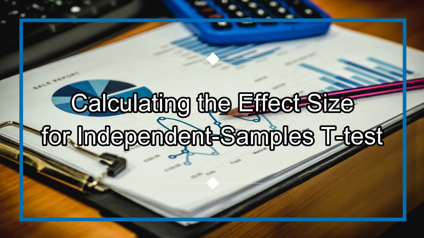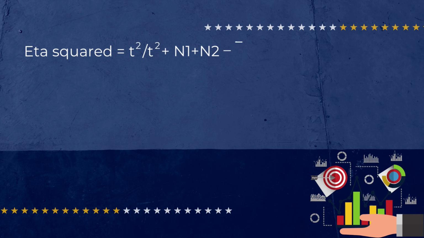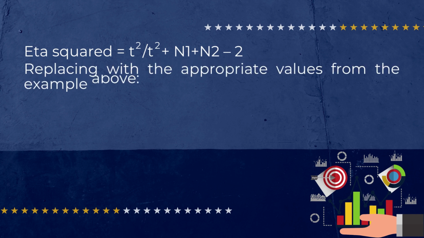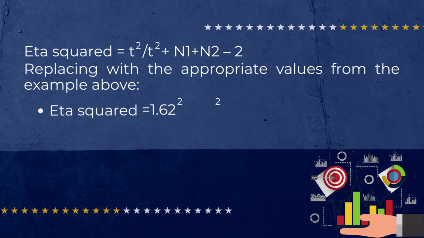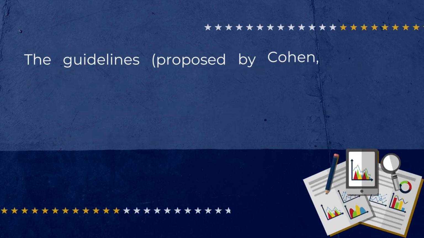Okay, how can we calculate the effect size of the independent sample t-test? Here the eta squared is equal to t square upon t square plus n1 plus n2 minus 2. Replacing the appropriate values with the example above, the eta squared is equal to 1.62 square upon 1.62 square plus 184 plus 252 minus 2, and here we get the eta squared value of 0.006.